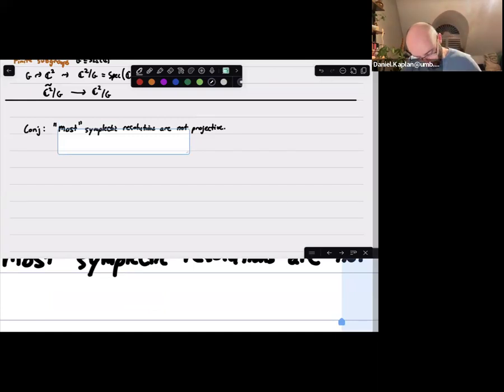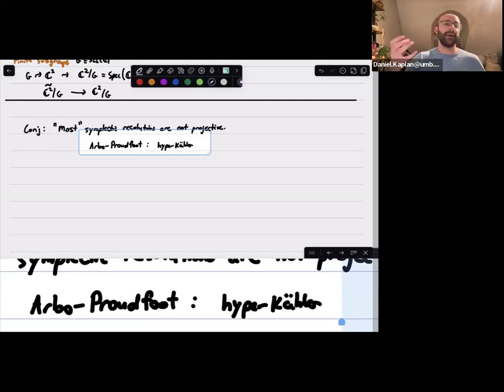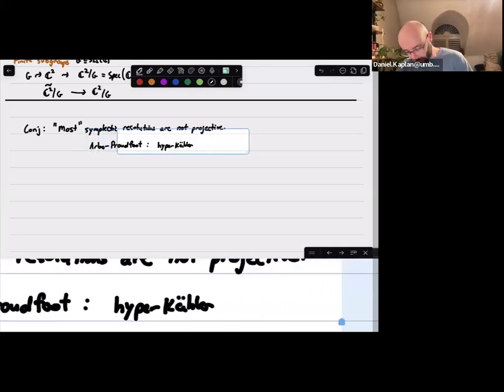Historically, I should point out a paper of Arbo and Proudfoot. They were the first to notice this, in the hyperkähler setting. I'm not completely sure about the origin of the term hyperkähler, but Nakajima's original term was, what was it? Hypertoric kähler, and then at some point the notation shifted. But they basically come to the same conclusion from a combinatorial perspective.